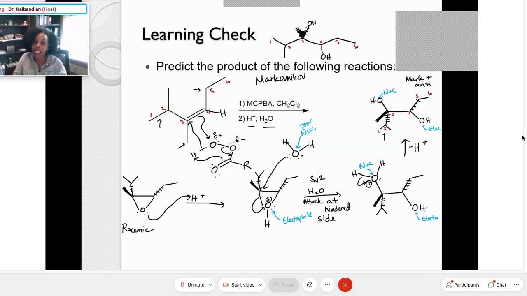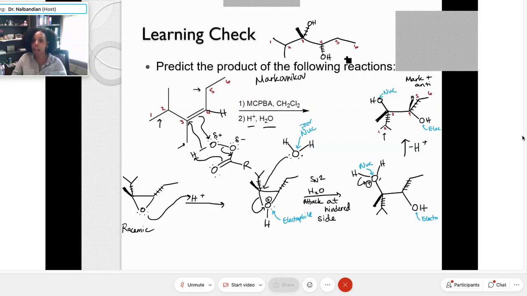If you can't visualize this, make your model, just like I showed you with the different colors. And then on carbon 4 now, we have this ethyl that's in the back. At the top, we also have a hydrogen. And so we want to nudge that forward, the carbon 5-6 bond. As we do that, the OH ends up in the back and the hydrogen ends up in the front.